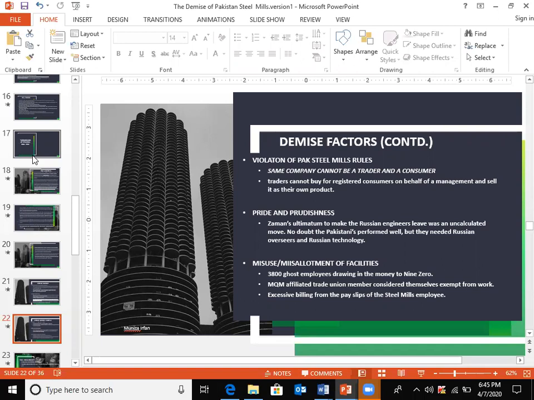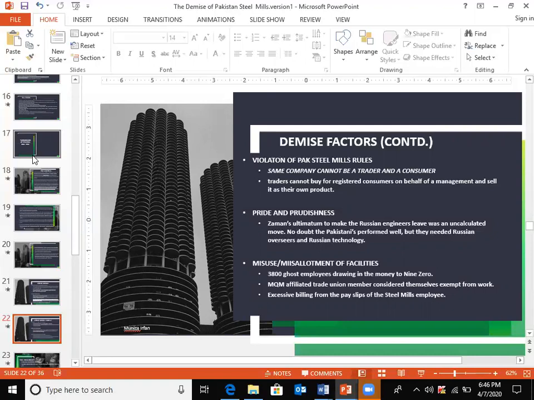Another thing is there was a violation of steel mill rules. It was a clear rule that the same company cannot be a trader and a consumer, and traders cannot buy for registered consumers on behalf of management and sell it as their own product. In many cases this rule was being broken, right? The company was trading and buying the goods. So this was not right.